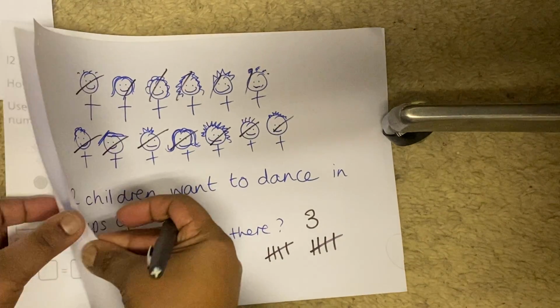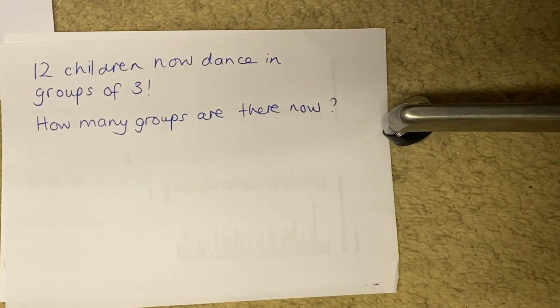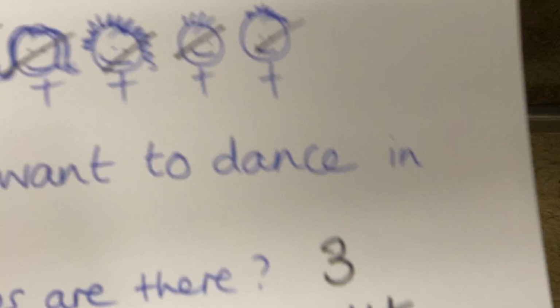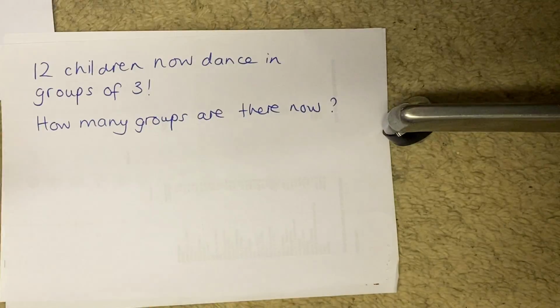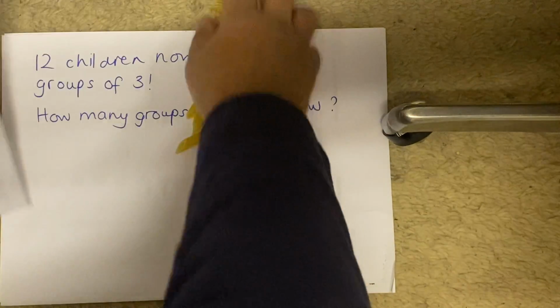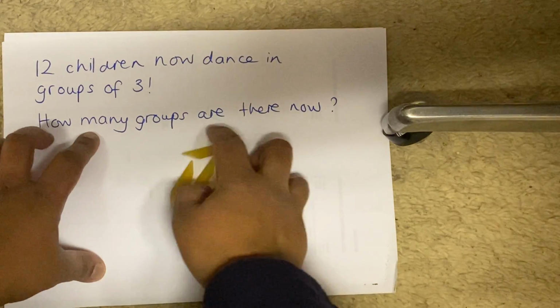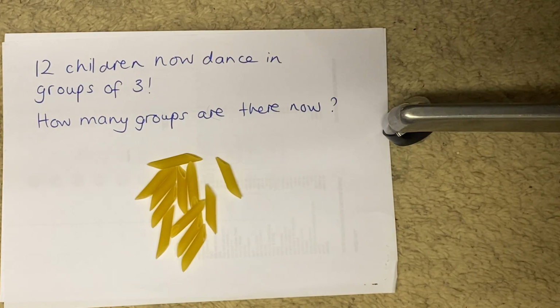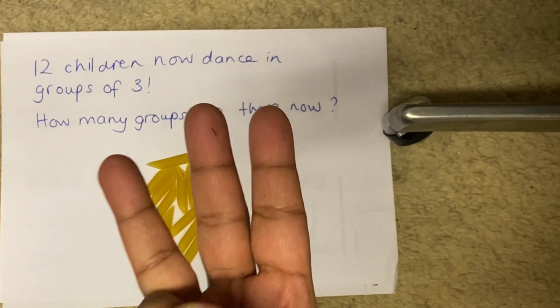Fantastic. So now again, the 12 children, the same 12 children that we had here, they now want to dance in groups of 3. So now I've got my 12 children here again. It was 4 before, and now they want to dance in groups of 3. That means I need 3 children in one group.